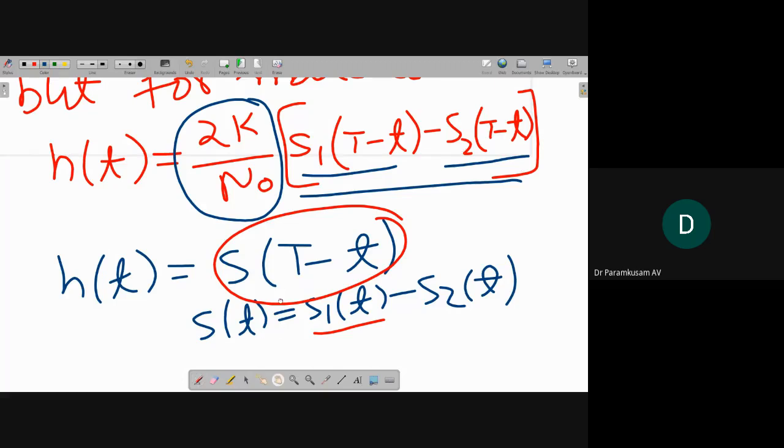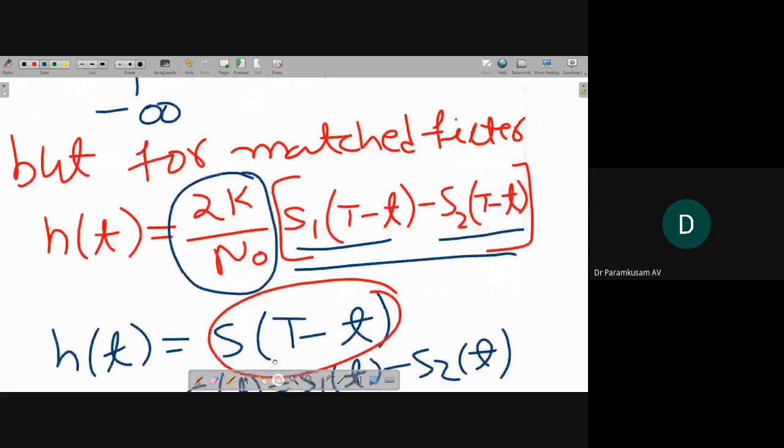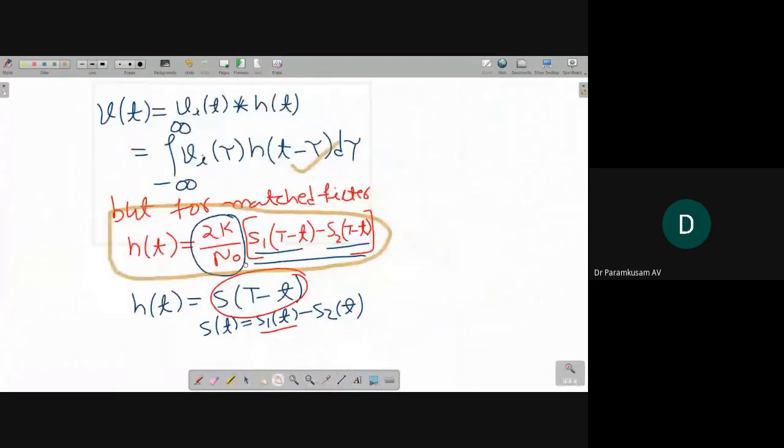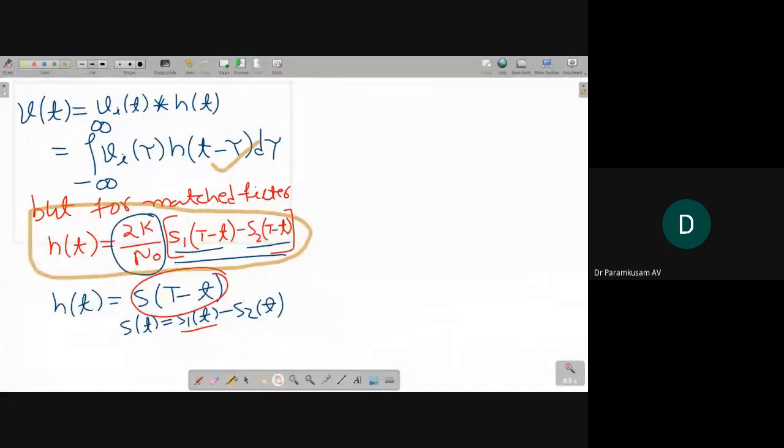Now you substitute this h of t equation. You take this h of t equation and apply it here. Now this is V naught of t.